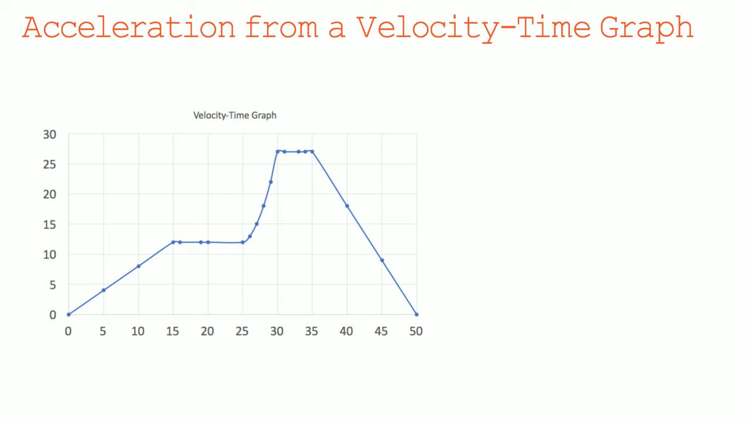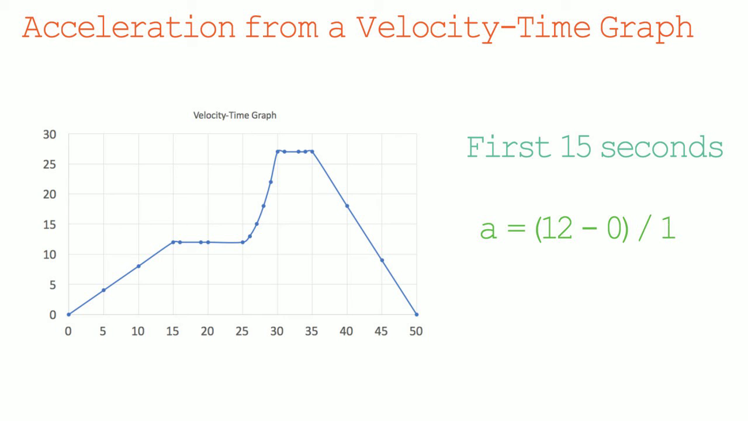So let's work out the acceleration of our object in the first 15 seconds. Our object has an initial velocity of 0. The object is initially stationary. It then has a final velocity at 15 seconds of 12 meters per second. So the change in velocity is 12 minus 0, and this is 12 meters per second. The time period is 15 seconds. So we do 12 divided by 15, and this gives us a value of 0.8 meters per second squared.